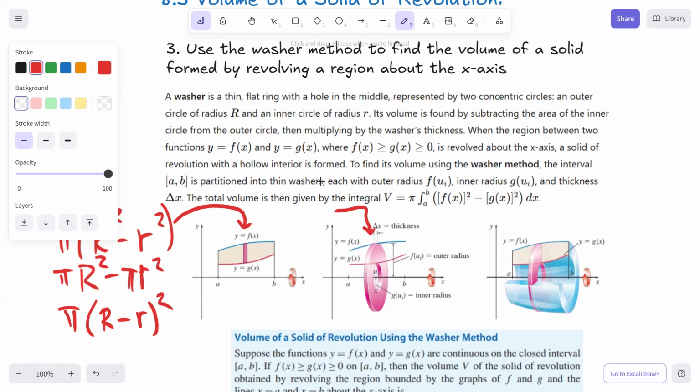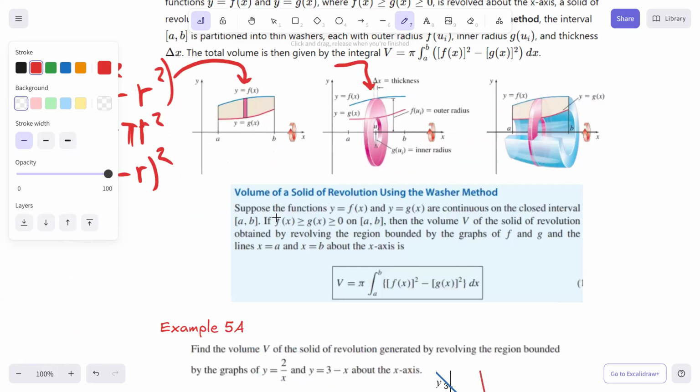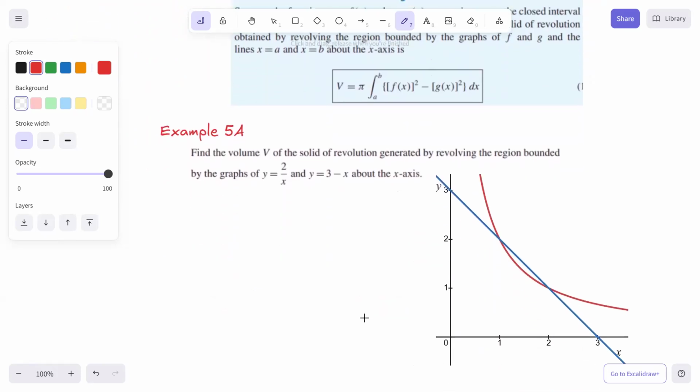The thickness is going to be dx or delta x in this case. And then to get the volume of the whole solid, you would add up all the strips, take the limit as the number of strips approaches infinity, and you would end up with the definite integral. Now notice it's pi times the definite integral of big R squared, which is the outer function, minus little r squared, which is the inner function. So here's the formal definition right here.